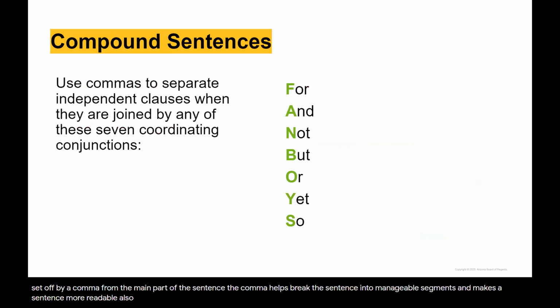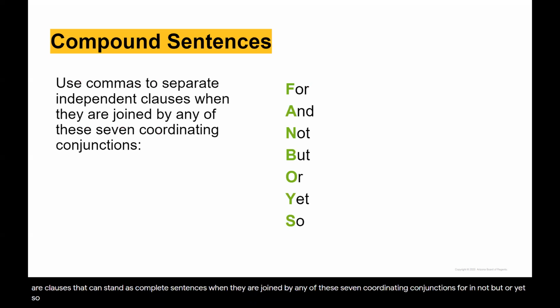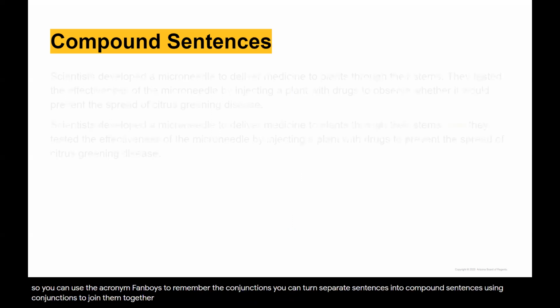Commas can also be used to separate compound sentences. Commas can be used to separate independent clauses, which again are clauses that can stand as complete sentences, when they are joined by any of these 7 coordinating conjunctions: for, and, nor, but, or, yet, so. You can use the acronym FANBOYS to remember the conjunctions. You can turn separate sentences into compound sentences using conjunctions to join them together.